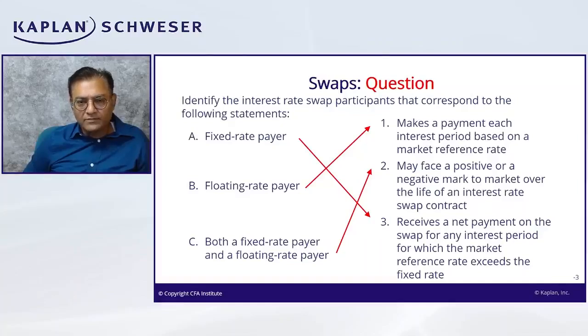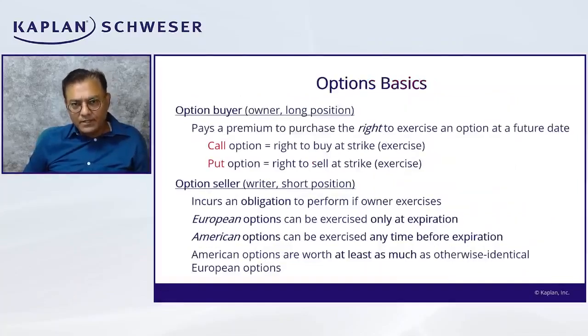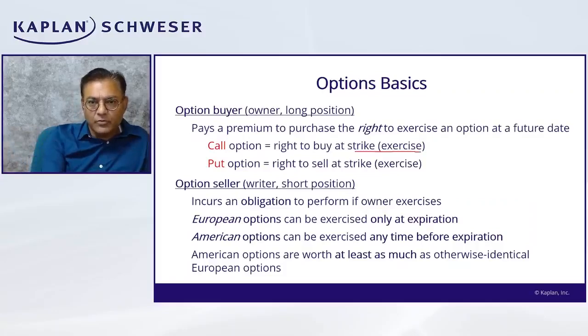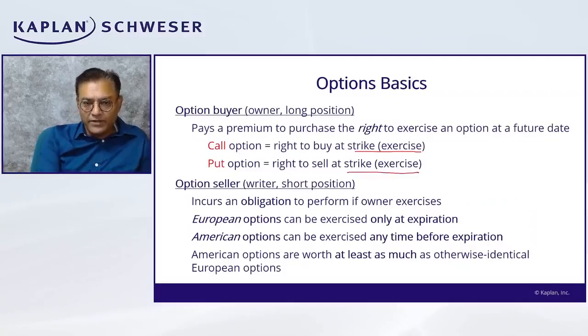Moving on. Again, this is from the CFA Institute curriculum books. We move on to options. There are two kinds of options, call and put. Remember, a call option gives you a right to purchase a specific underlying, say for example a stock, at a fixed price. That fixed price is called the exercise or strike price. Similarly, a put option gives you a right to sell the underlying at a fixed price. That fixed price is called the strike or exercise price.